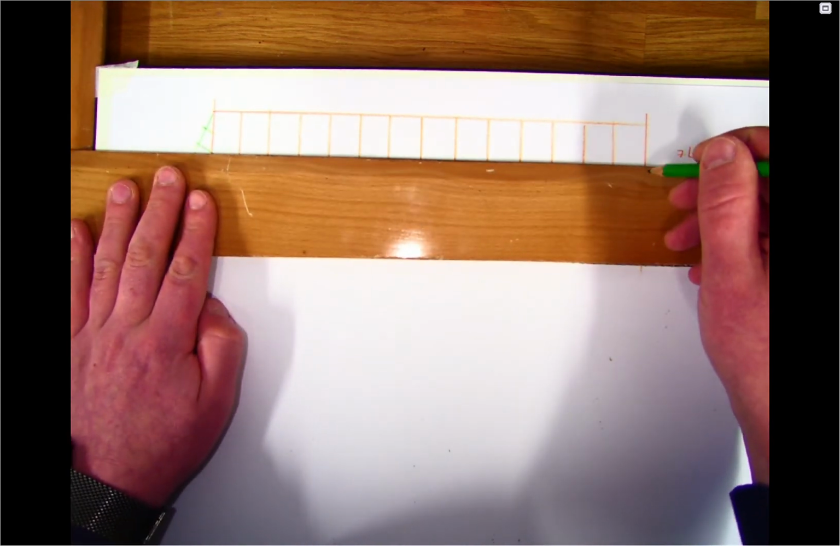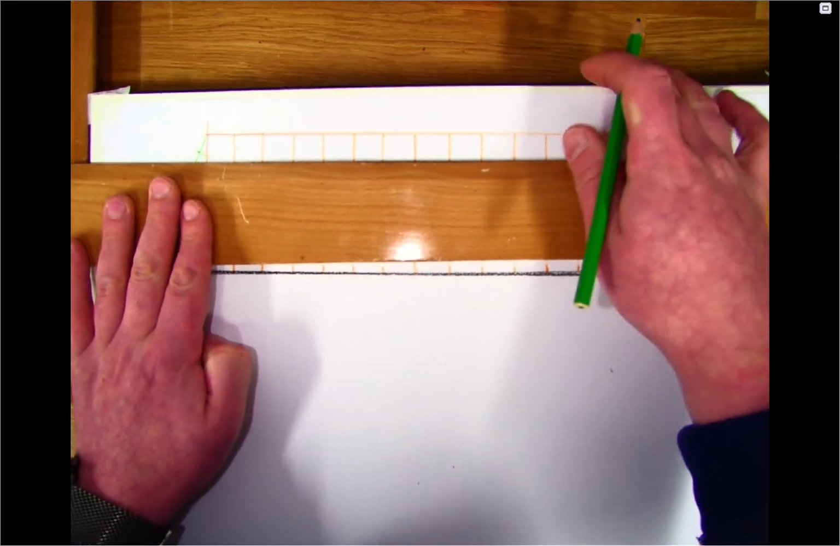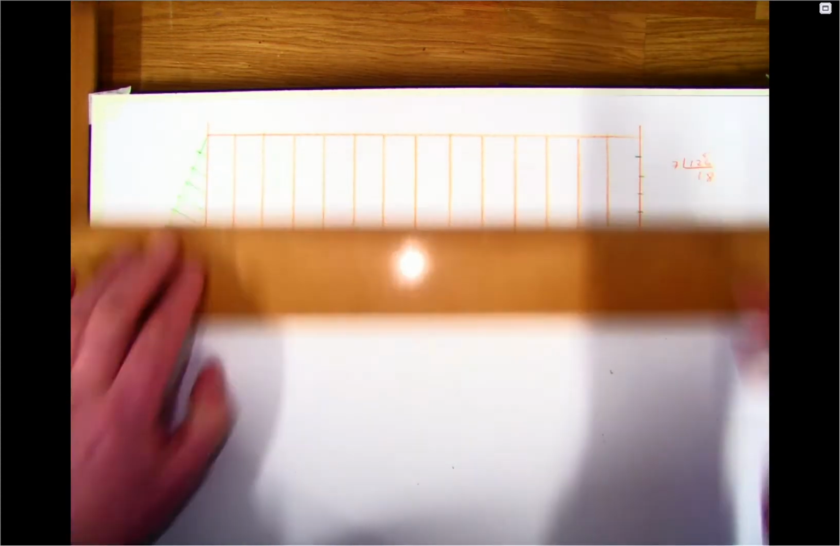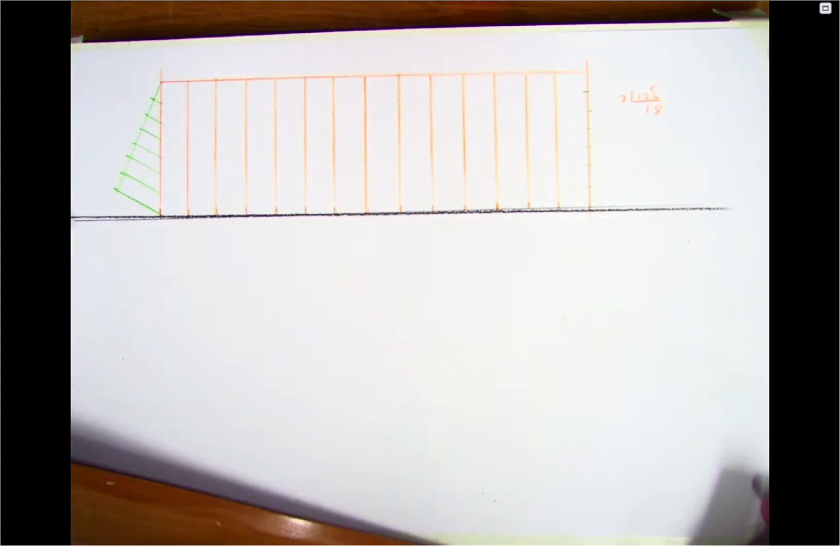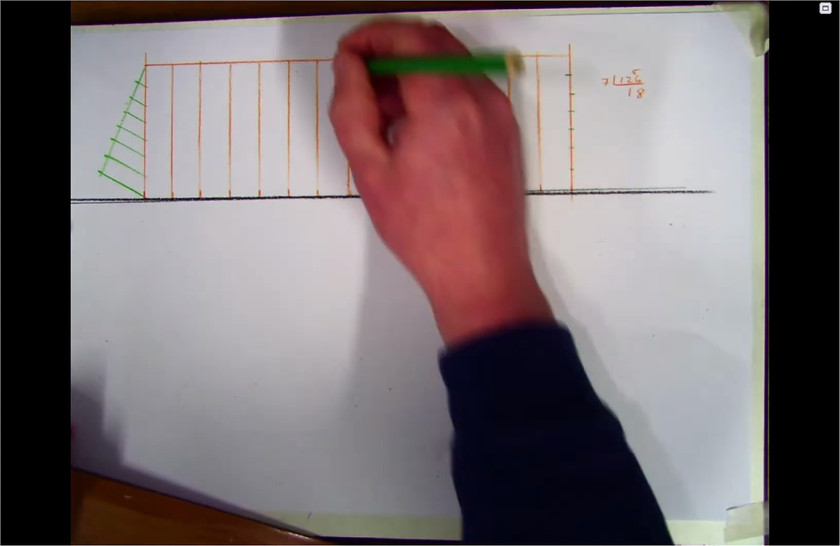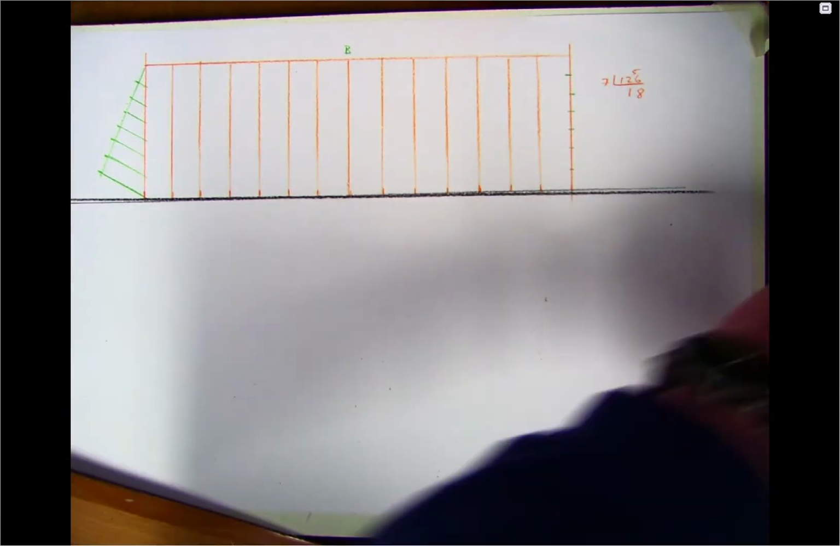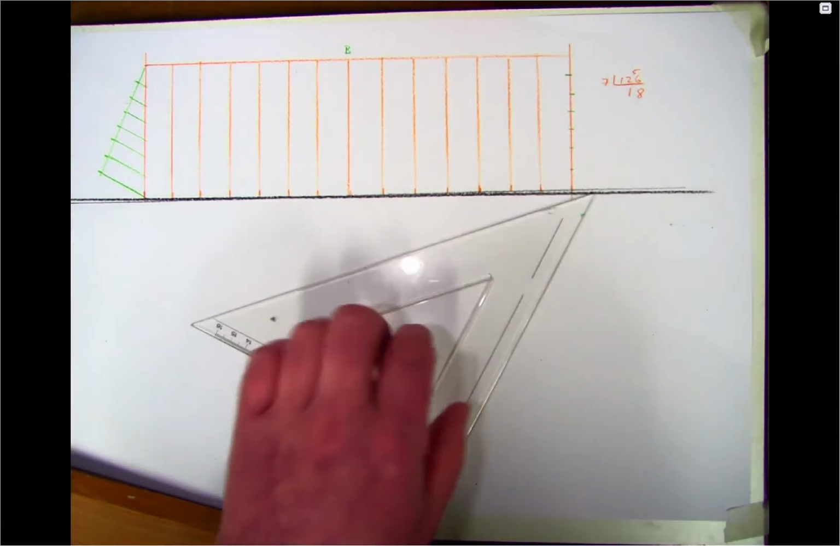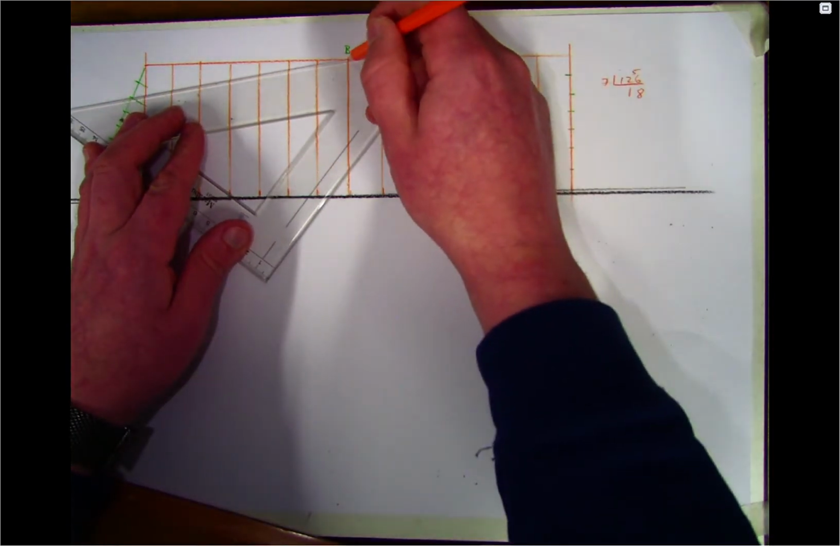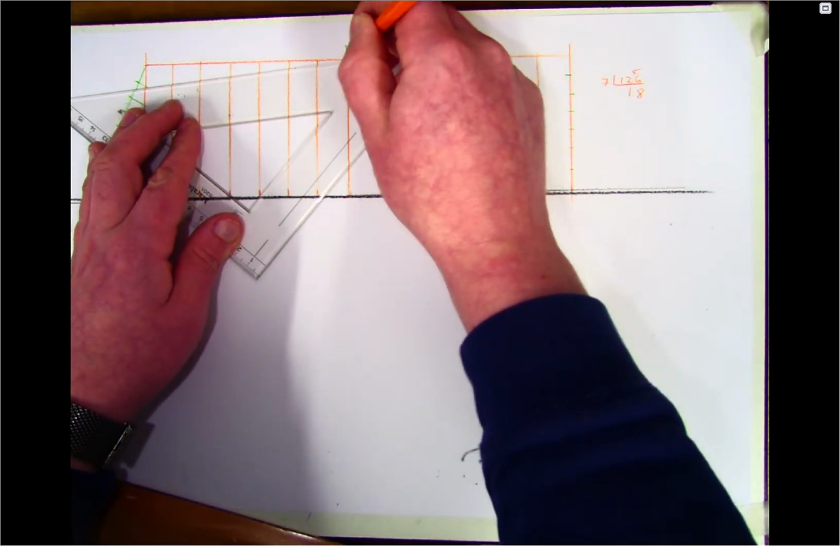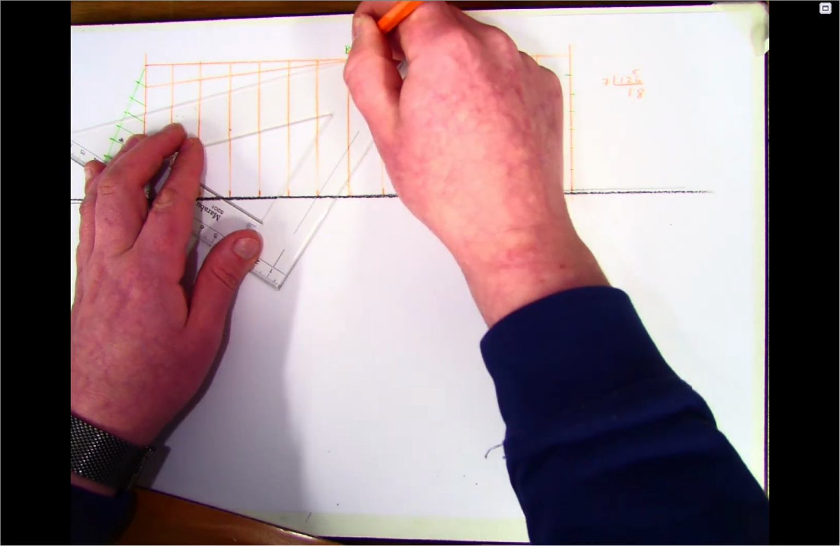So what I'm going to do is mark my vertex. They told me my vertex was B. I'm going to mark it clearly. You see, I'm going to B. And we'll join all these up like so.